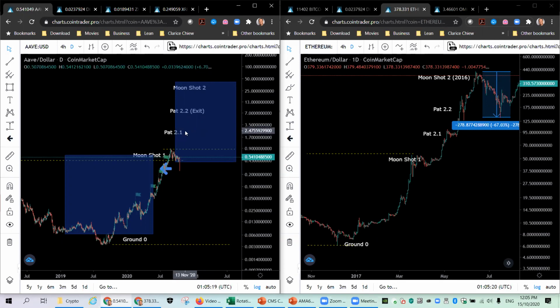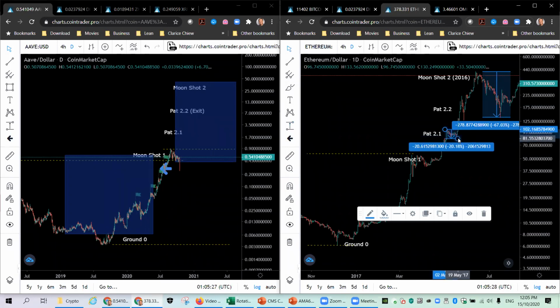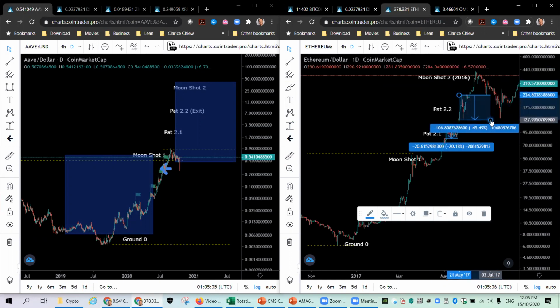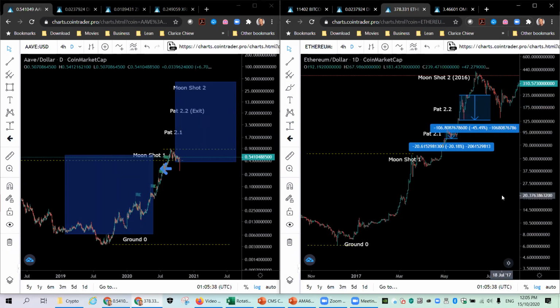We'll see. Mind you, the correction for 2.1 is not that interesting. 2.2 is much more interesting. Here's 2.2. We know 2.2 can go up to 50%, like what Chainlink has gone through, more than 50%. AAVE 2.2, we'll see. At least 30%, hopefully we'll see 30, 40%. So we'll try to exit if we can and buy back at a cheaper price.